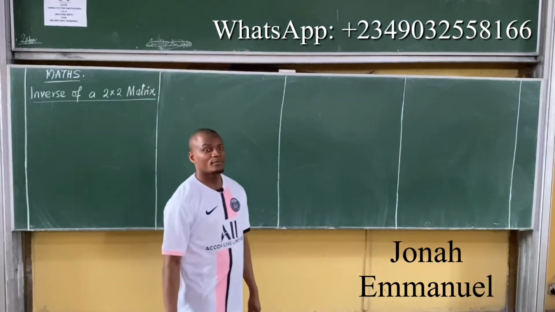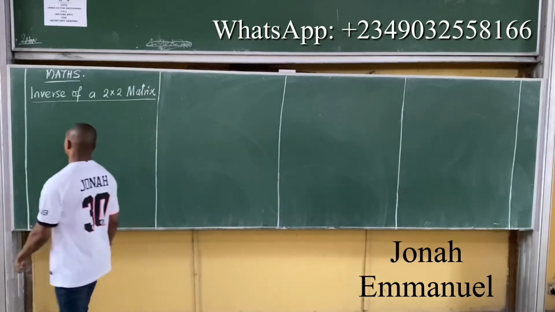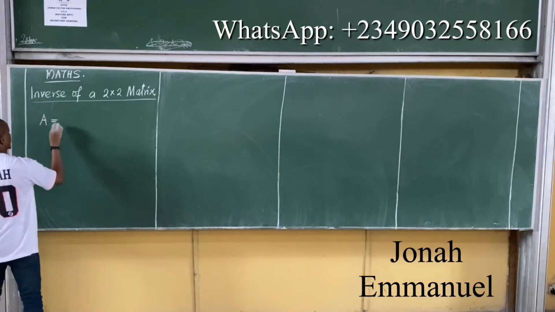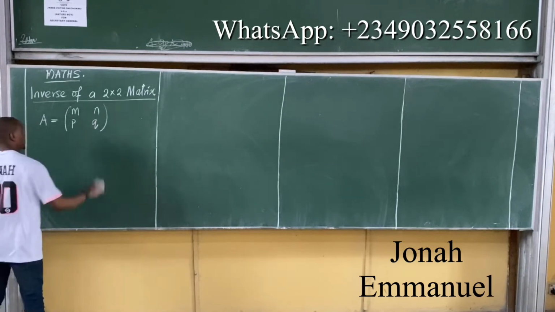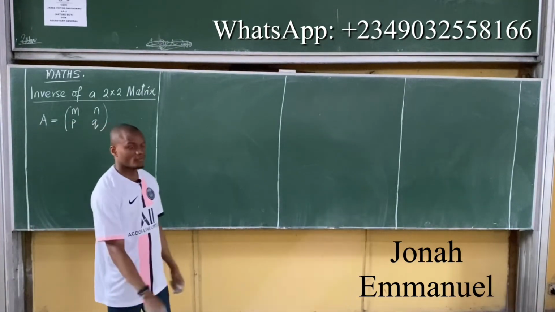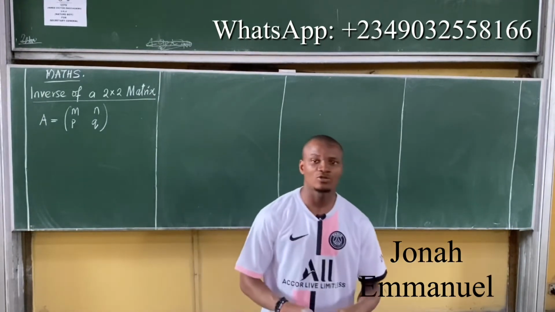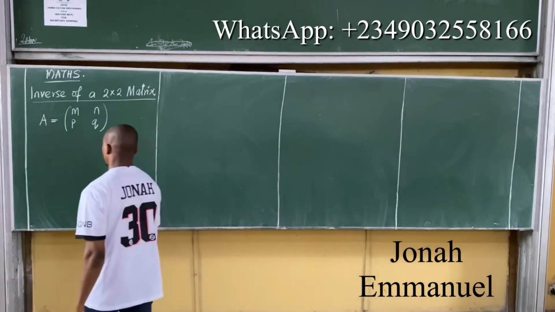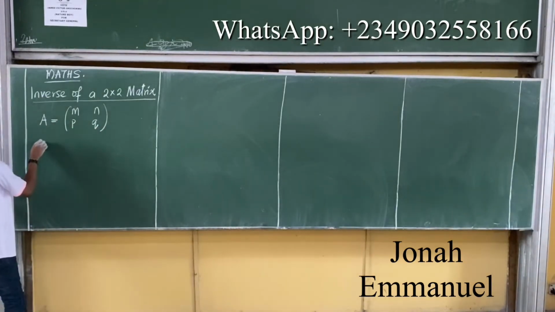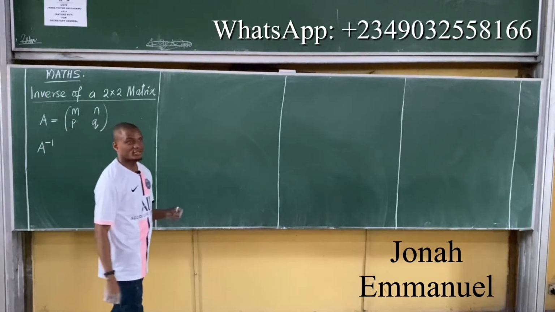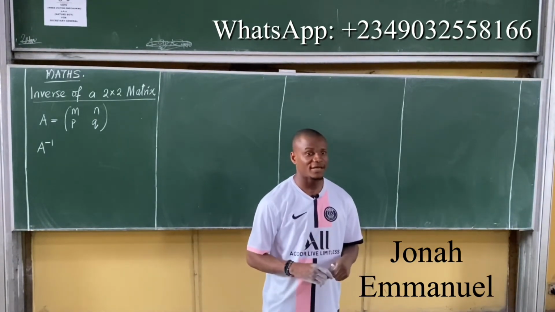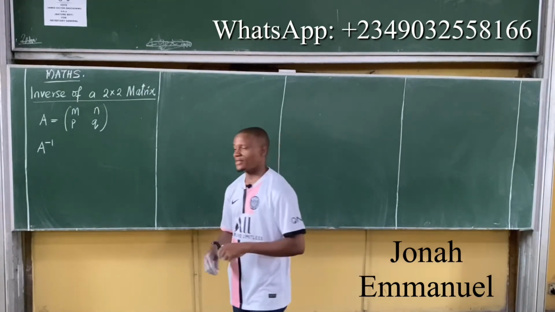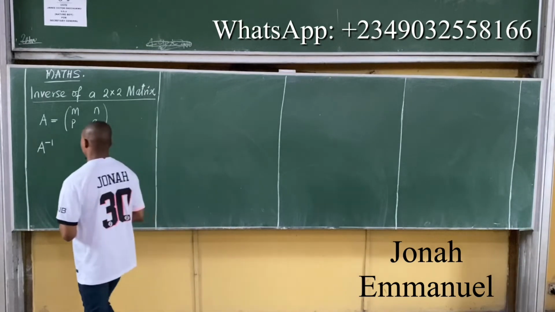Write down: given a matrix A equal to M N P Q, the inverse of the matrix is written as A to the power minus 1. What does it say? Anything to the power minus 1 means inverse. The inverse of the matrix is given by A to the power minus 1.